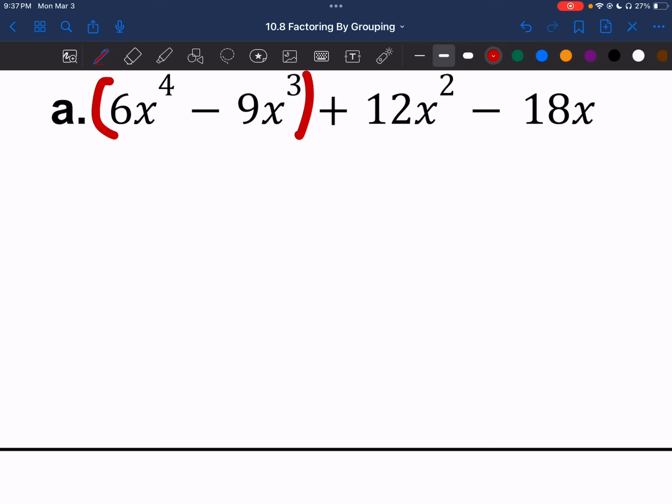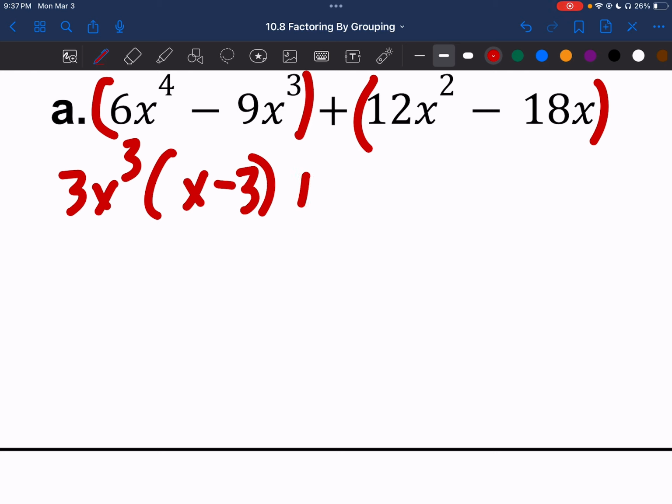So we know where we ended up before. Now let's see, do we get to the same place again? So first terms, 6x to the fourth, negative 9x cubed. My common factor is 3x cubed. And what am I left with? I have an x and a minus 3. Plus 12x squared, negative 18x. Common factor in those is going to be a 6x, and I'm left with an x minus 3.